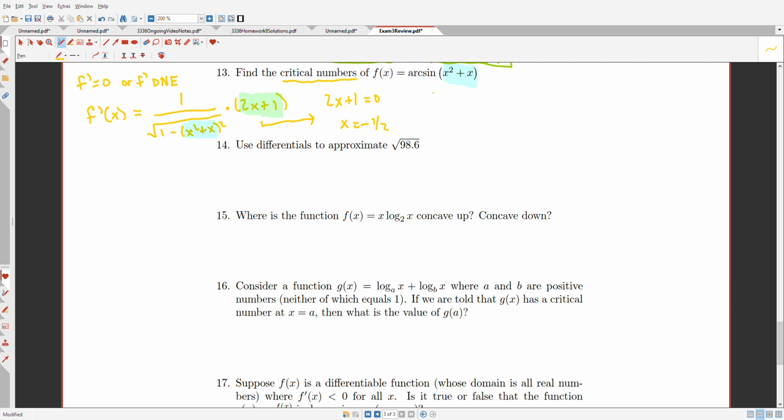So to check that, I'm going to do negative 1/2 squared plus negative 1/2, and just make sure that this is between 1 and negative 1. But this is 1/4 minus 1/2, which is negative 1/4, and that is in the domain of inverse sine. So this x value is in the domain of our function. So that's our critical number.